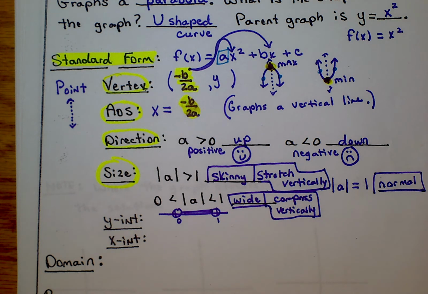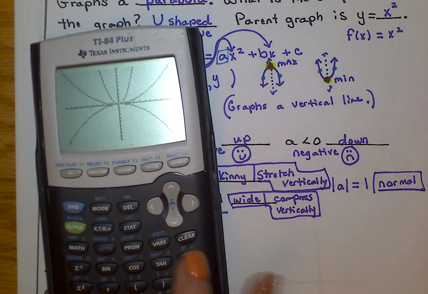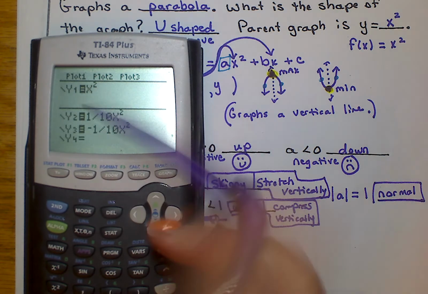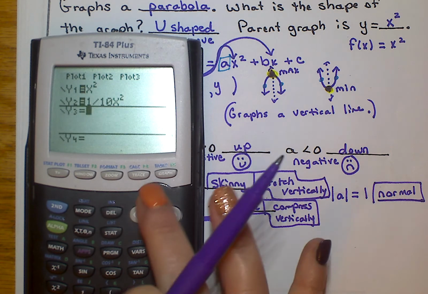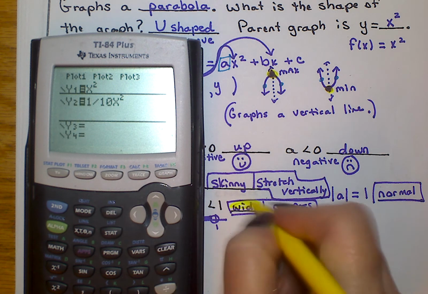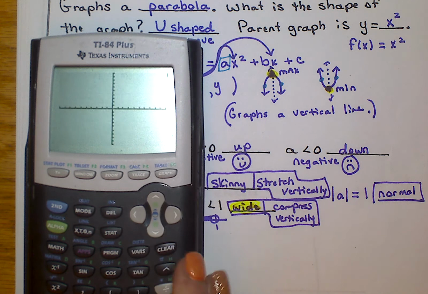Now, you can always compare those to the parent function when you're looking at those pictures with the size. You can see right here I have an x to the second typed in. This 1/10 x to the second is going to be between 0 and 1, so it's going to become wide when I graph it.